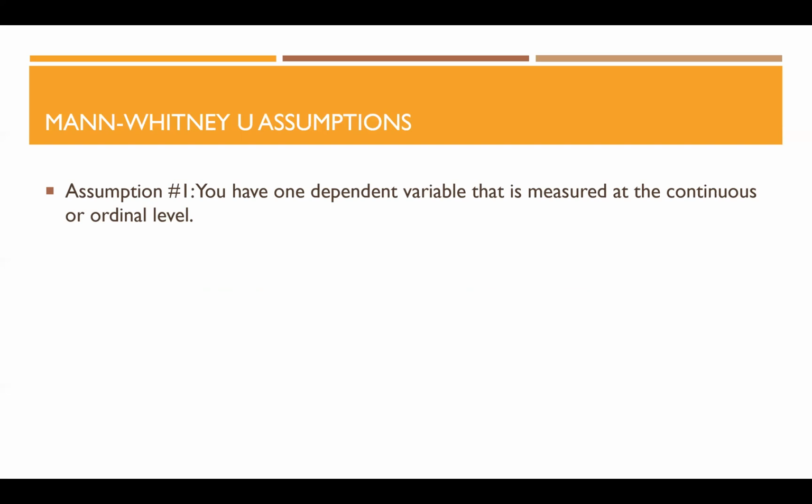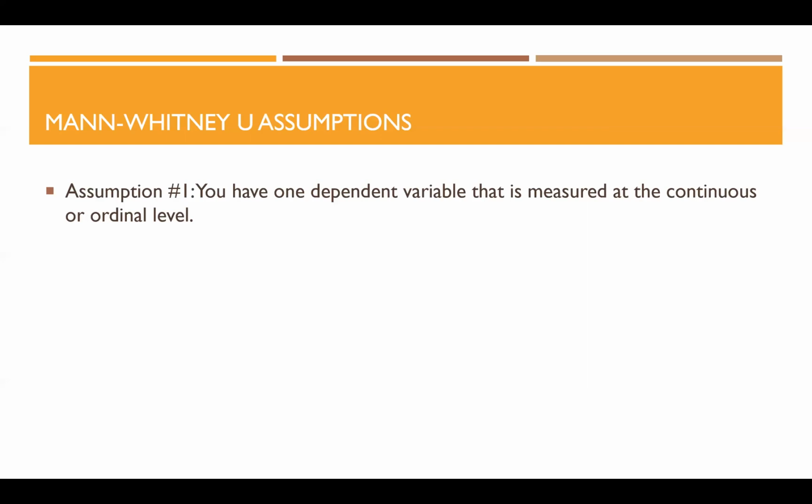So let me give you some examples there to maybe help you make sense of that. For example, at the continuous level, we may be looking at something like time. We could be looking at IQ scores. We could be looking at exam scores measured on a scale from 0 to 100. We could be looking at weight.